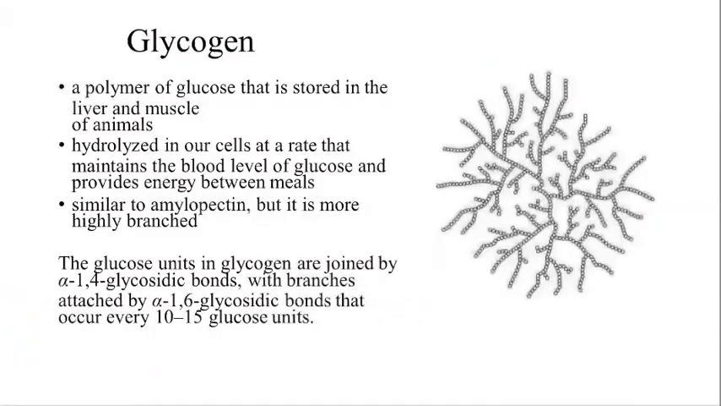Now, what do we do with extra sugar? We can store it. We actually have storage of sugar, and we store it in the form of glycogen. We store glycogen in liver and in muscle, okay? So glycogen is, again, how we store sugar.